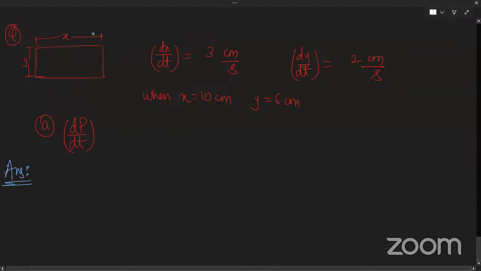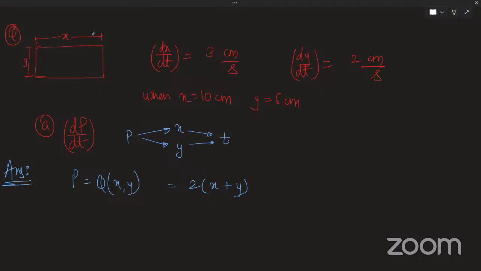So can you write your perimeter in terms of x and y? Yes, great. 2 into x plus y. So over here, what you're doing is you have a quantity P. It's related to two quantities, x and y. And x and y both are related to a third quantity, t. But x and y themselves are not related. They are completely unrelated. They have got no relation between themselves.